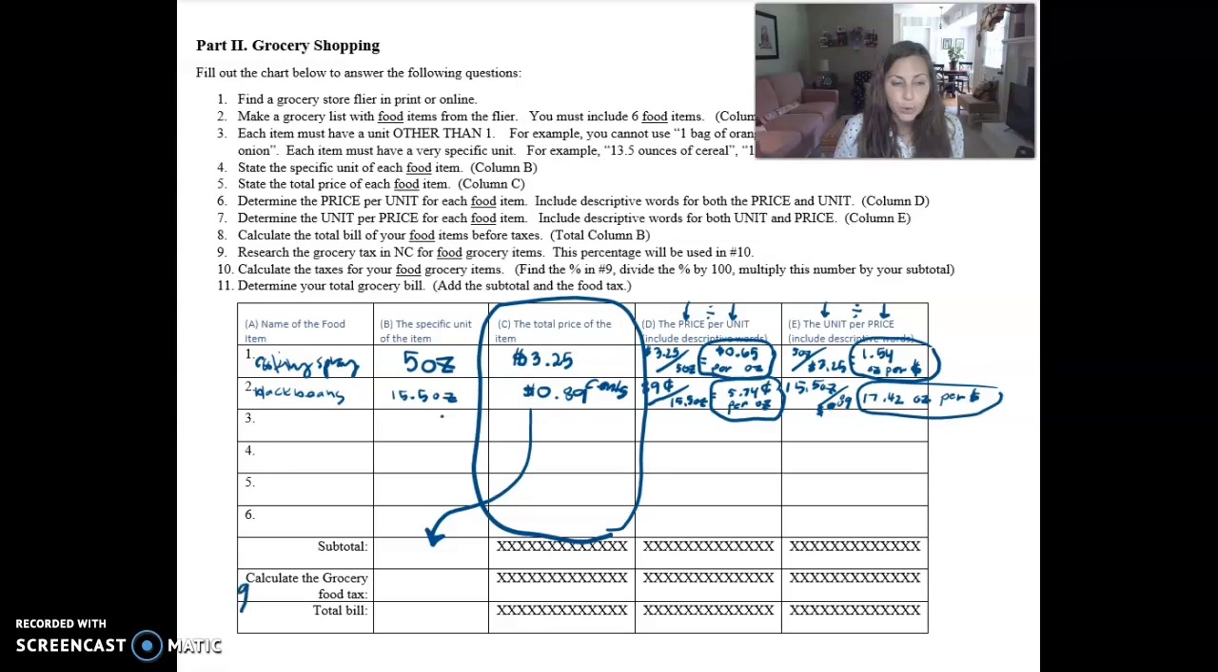You need to Google the food tax in your state. I think everybody in our state lives in North Carolina, but sometimes you have someone from out of state. Google the taxes on food, grocery foods in your state. And whatever percent you get, you're going to take that percent and divide it by 100, and then multiply it by your subtotal. And then here, your total bill is your subtotal plus your taxes.